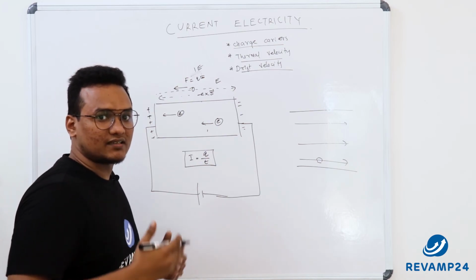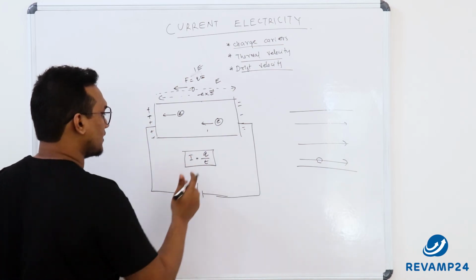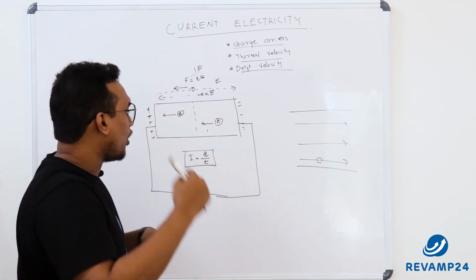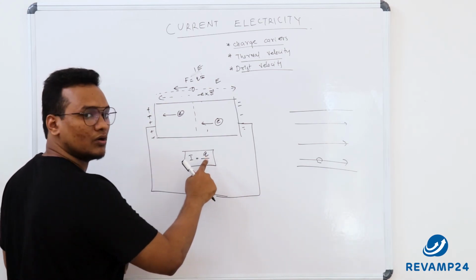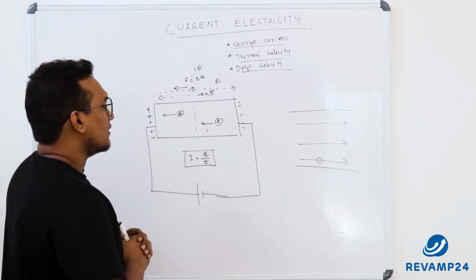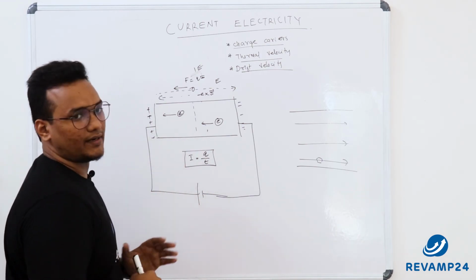And how can we measure the intensity of current? Just keep a cross-sectional area and measure how much charge is passing through that cross-sectional area in 1 second. That is the value of intensity of current, or current at that point.